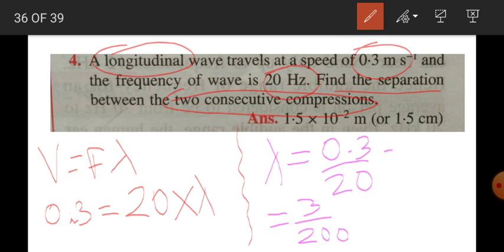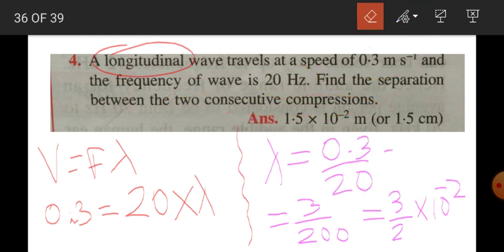Now I'm going to write it in this way. 200, the two zeros, if I bring them to the numerator, will become minus 2. And 3 by 2 will be 0.5. What will be the unit then? The unit will be meter, because we are calculating wavelength. It's nothing but a length, so the unit will be meter.